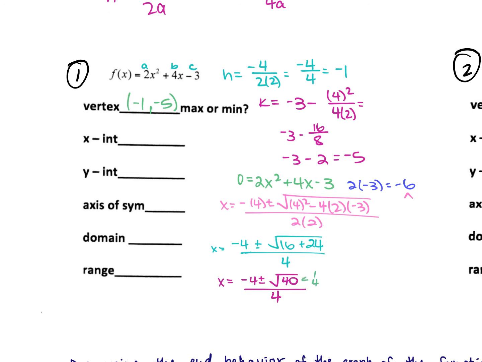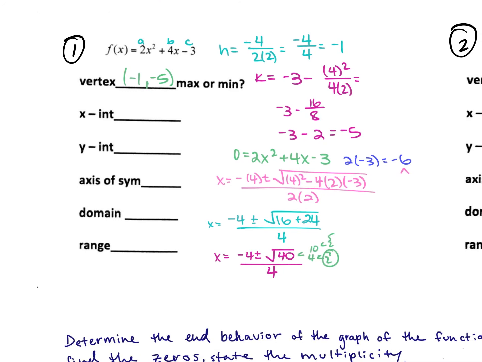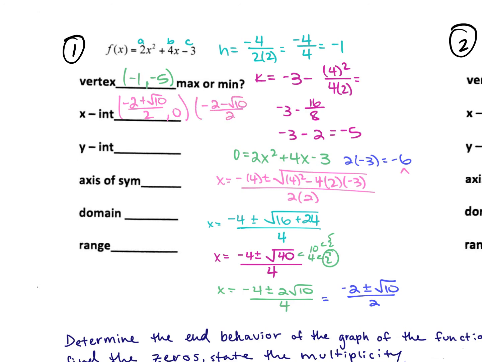That 40 is 4 and 10. 4 is 2 and 2. They pair up. 10 is 2 and 5. That stays under. So x is equal to negative 4 plus or minus 2 square root 10 all over 4. Your negative 4, your 2, and your 4 share a common factor. So that gives you negative 2 plus or minus the square root of 10 all over 2. So your x-intercepts are going to be negative 2 plus the square root of 10 over 2, comma 0, as well as negative 2 minus the square root of 10 over 2, comma 0.